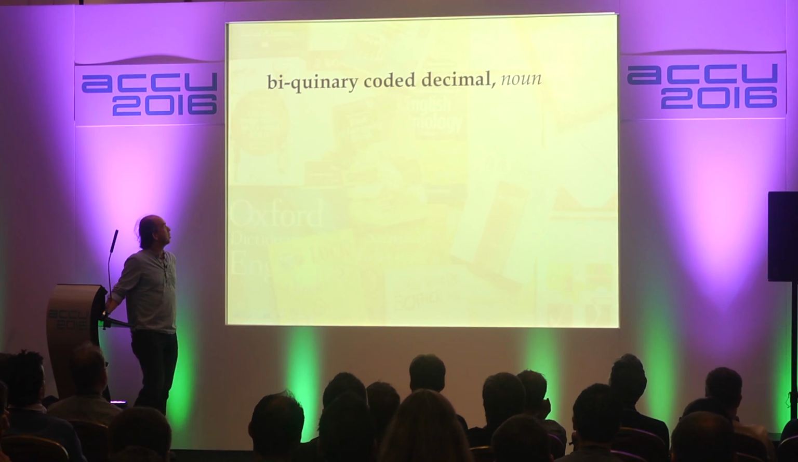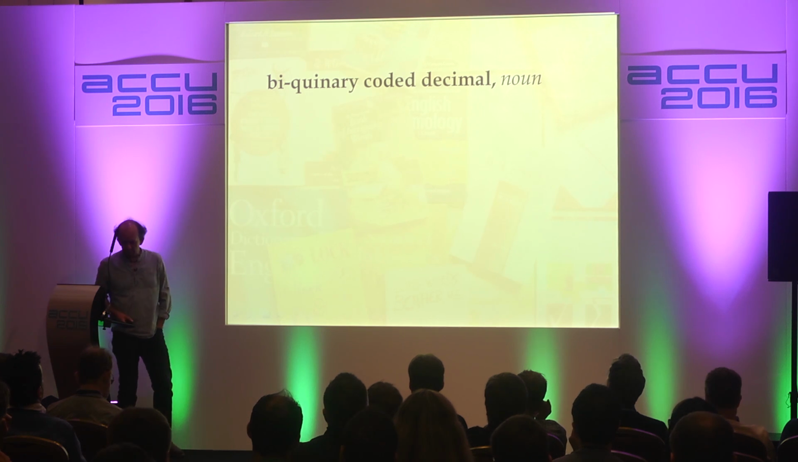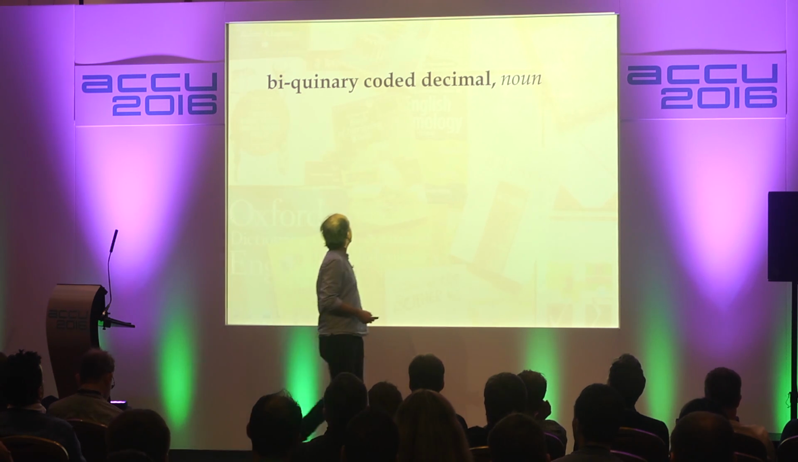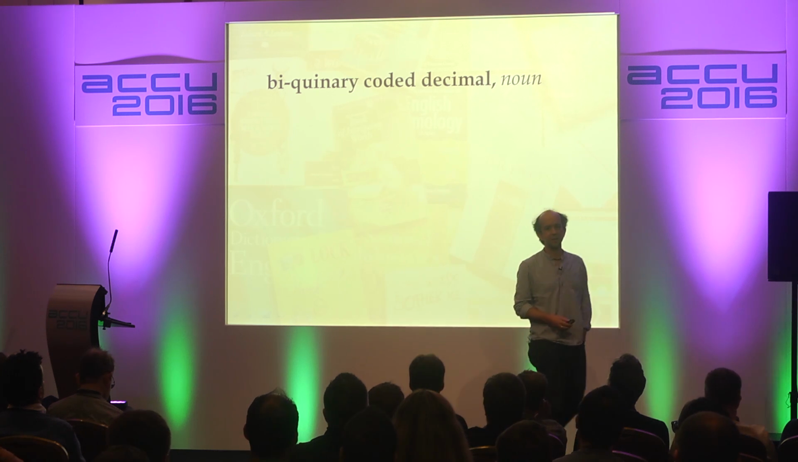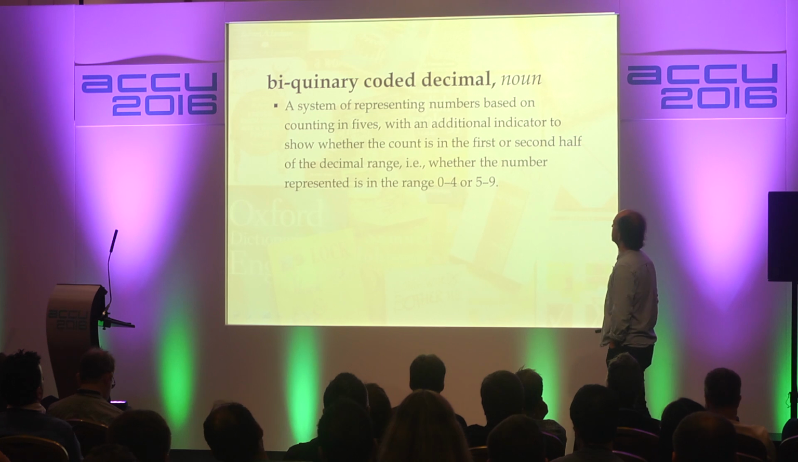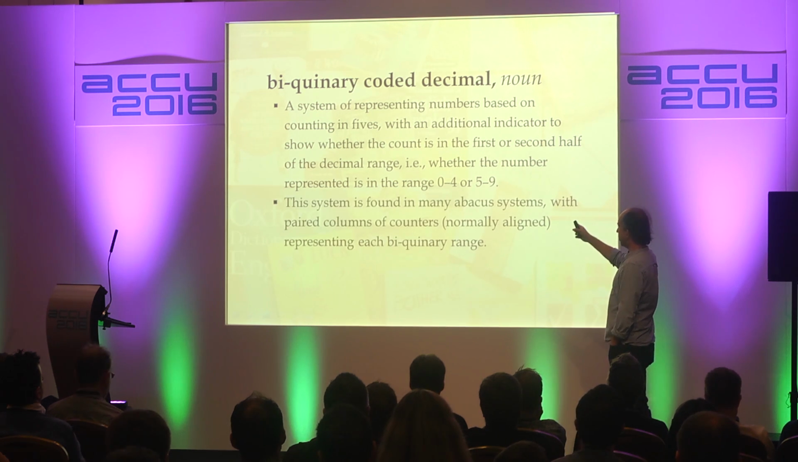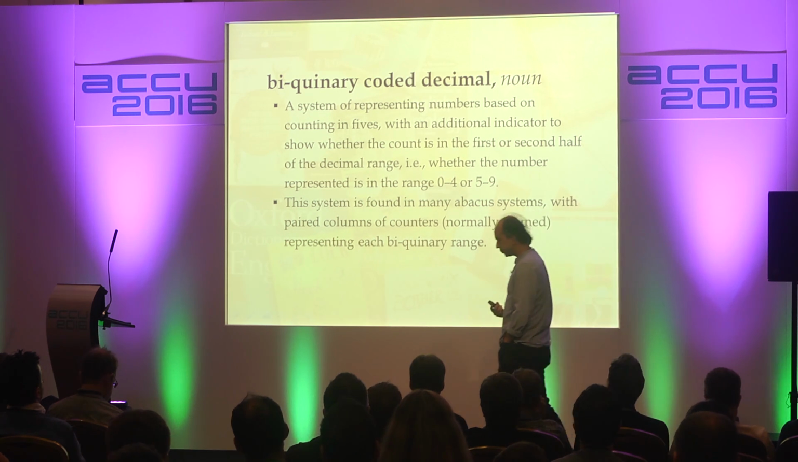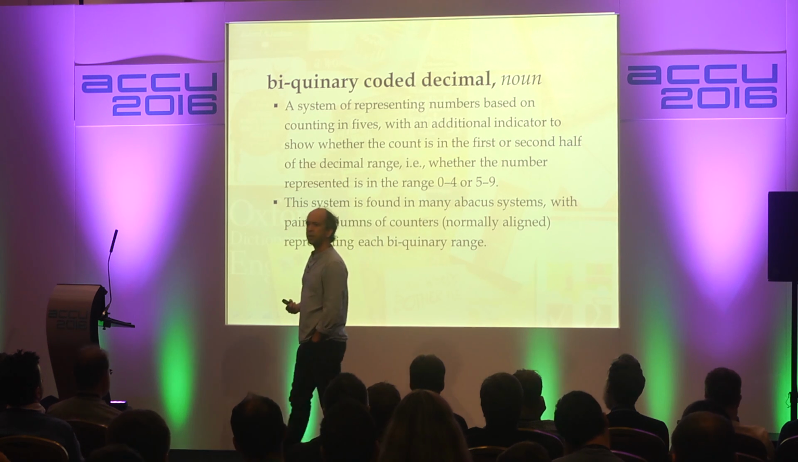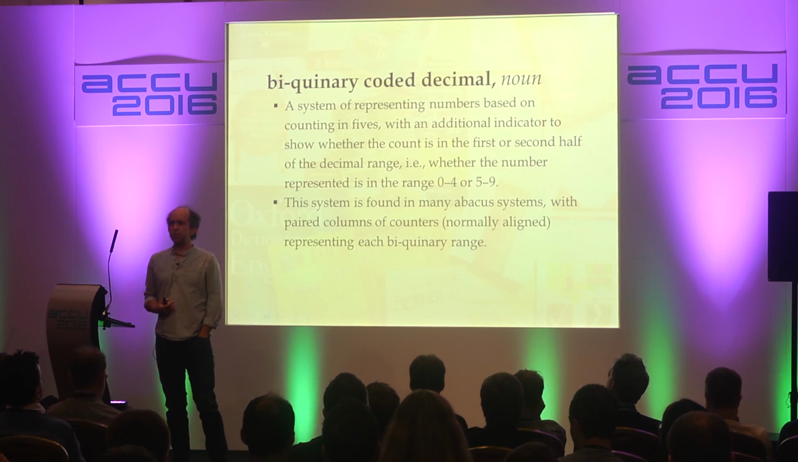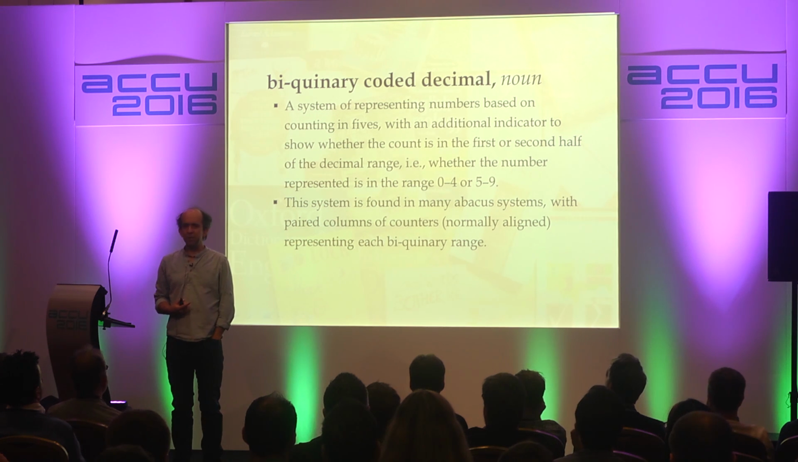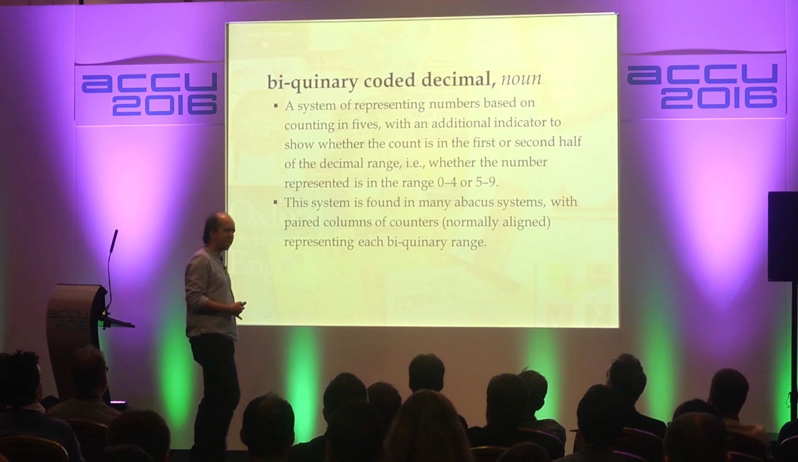And one of the ones I published a while back was this word that I stumbled across, biquinary coded decimal. That's fantastic. A system of representing numbers based on counting in 5s, with an additional indicator to show whether the count is in the first or second half of the decimal range, i.e. 0 to 4 or 5 to 9. You find this on many abacus systems. You'll also find it used on a number of older computers, like Colossus and so on, before everybody said, this trying to pretend it's decimal is really a pain in the backside. Why don't we just reduce everything to 2 bits and be done with it? But people spent a lot of time trying to make it like decimal.